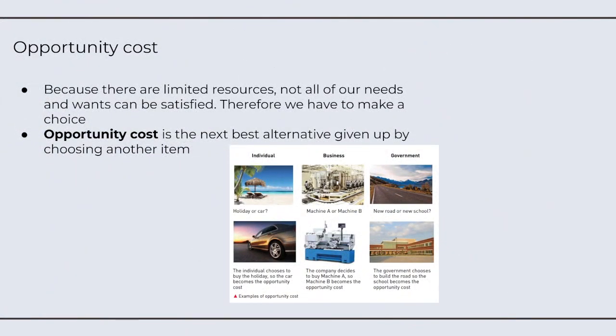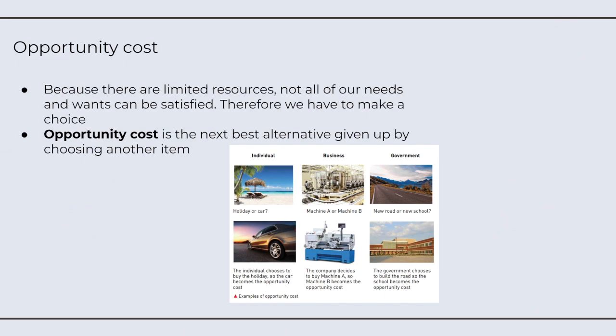Okay, next one is opportunity cost. Because there are limited resources, not all of our needs and wants can be satisfied. Therefore, we have to make a choice. And this is where the opportunity cost comes in. It's the next best alternative given up by choosing another item. This is done in everyday life, but also in businesses and governments.